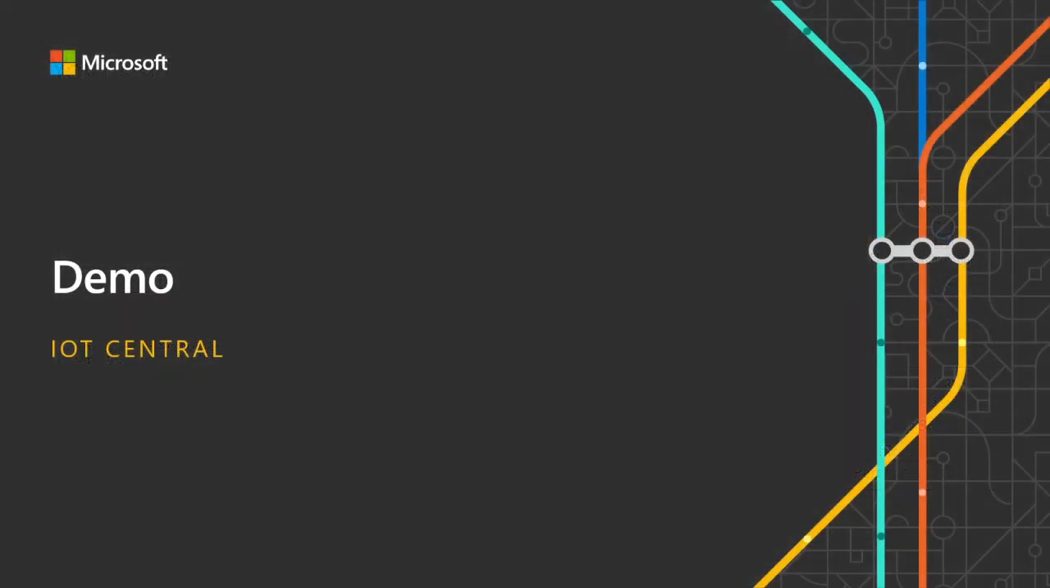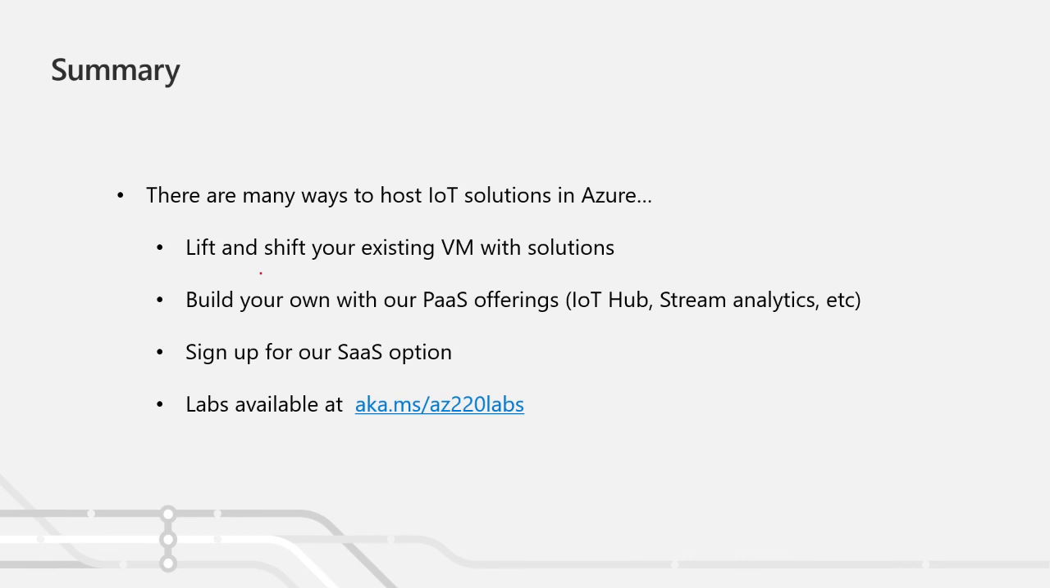And that was essentially the demo I wanted to do. And just in summary, you can bring your existing virtual machines into Azure. You can build your own solution using our PaaS offerings, or you can even just switch on the SaaS solution. And what I've done here is I've added the labs available for our IoT course for you guys here, where you can go and work at your own pace through those labs if you're really interested, and it'll outline some of these things that I showed to you today.